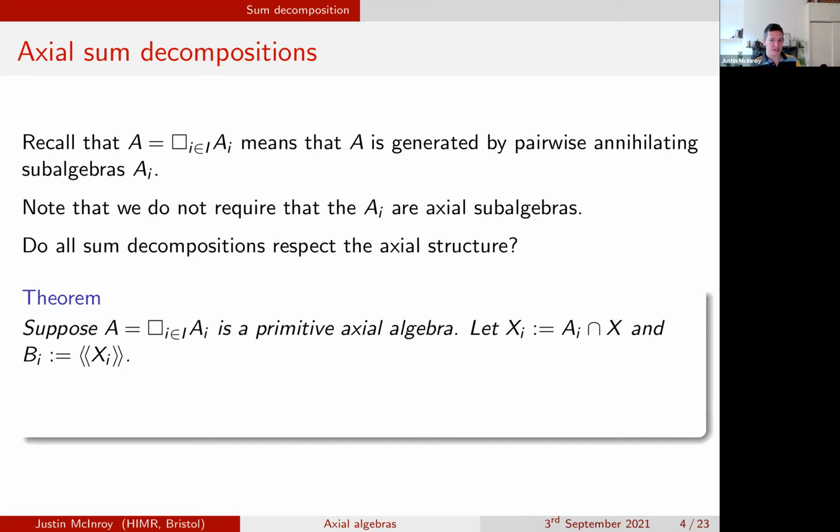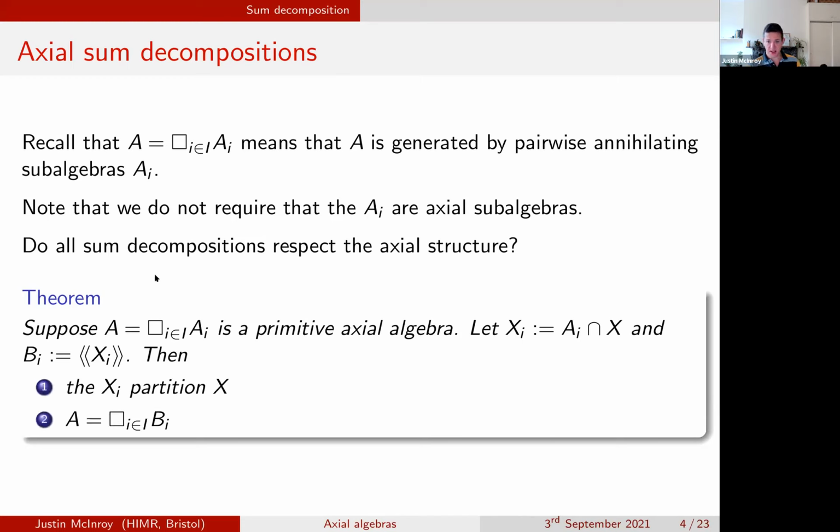And so we've got this theorem which says the following. Suppose we've got a primitive axial algebra which is a sum decomposition. I want to consider those axes which are contained in the AI. So I'm going to split up my axes into these Xi's, which are those axes which are contained in the subalgebra AI. And I'm going to consider the axial subalgebra which is generated by those axes.